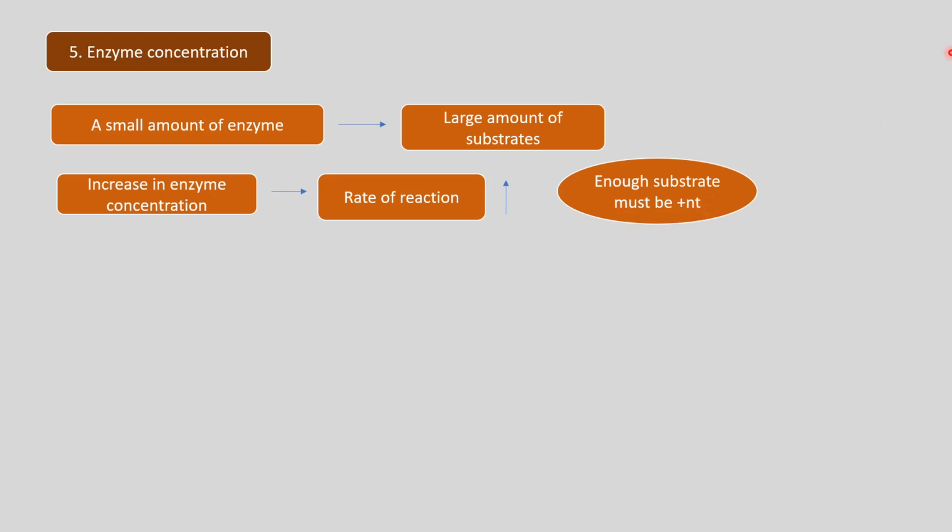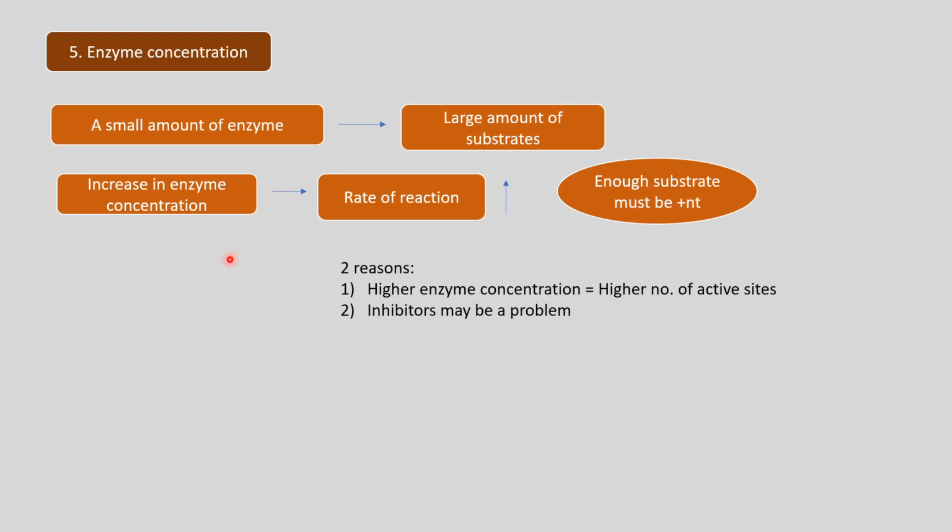So it is important that with the increase in enzyme concentration, the substrate must also be present in enough quantity, because two reasons are attributed to it. Higher enzyme concentration will have a higher number of active sites, and if there are higher numbers of active sites and substrates are not enough, then the reaction is not going to take place. And second is that inhibitors may be a problem. If there are no substrates, then inhibitors will bind to the enzyme active site, and this could be a problem because inhibitors can inhibit the reaction.